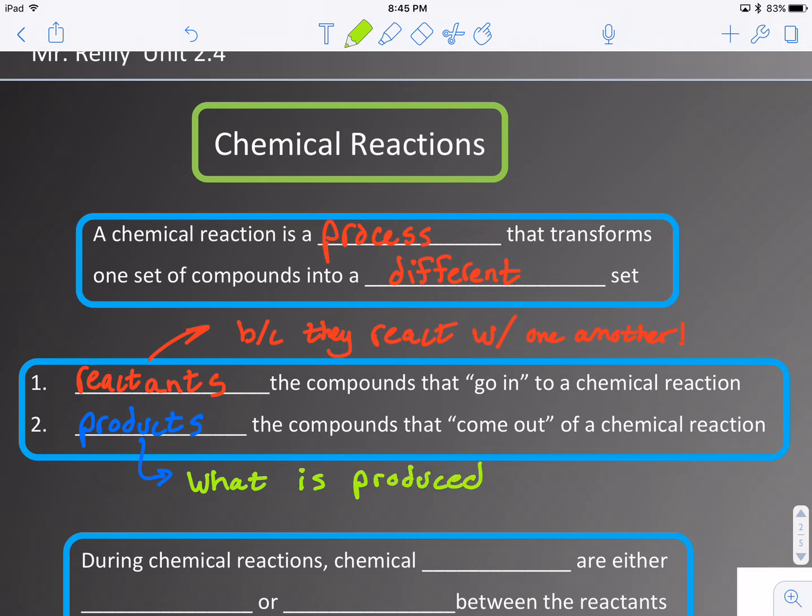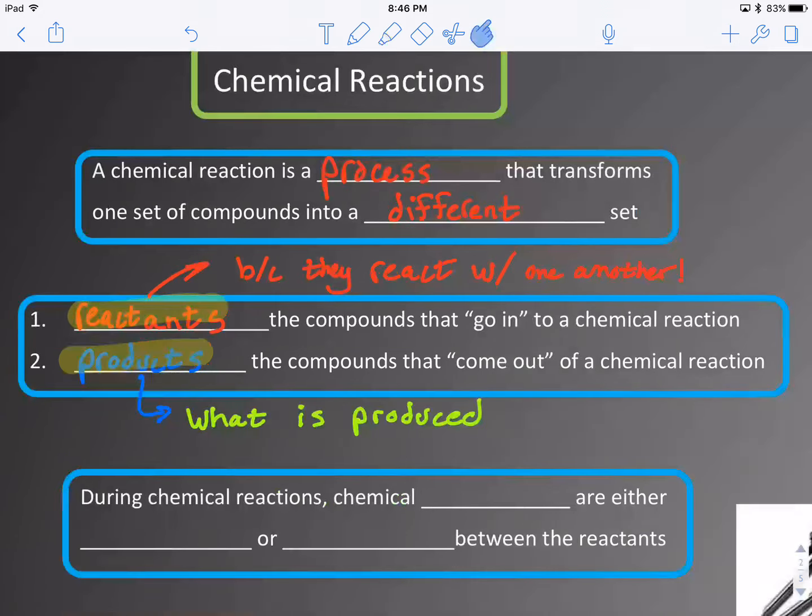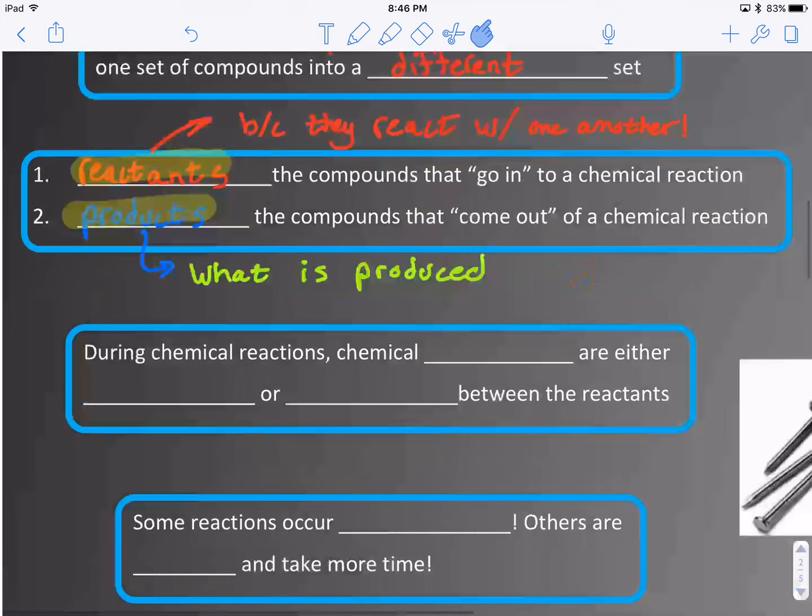So again, we have these reactants. They go into the chemical reaction, and they are what is reacting with one another. Then we have the products, which are what comes out of the chemical reaction, and they are what is produced. Okay, so very straightforward, and those are words that you should definitely know. Okay, so what we need to look at next is what happens during a chemical reaction.